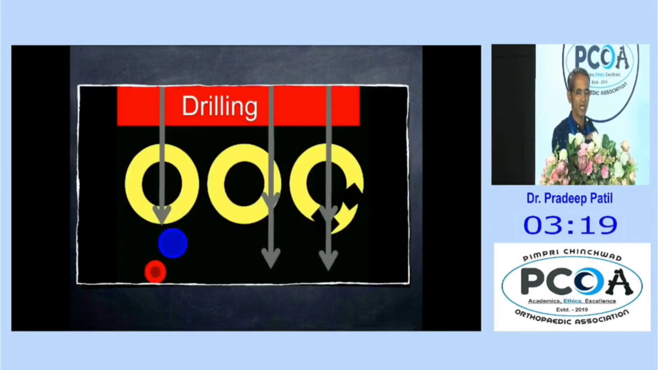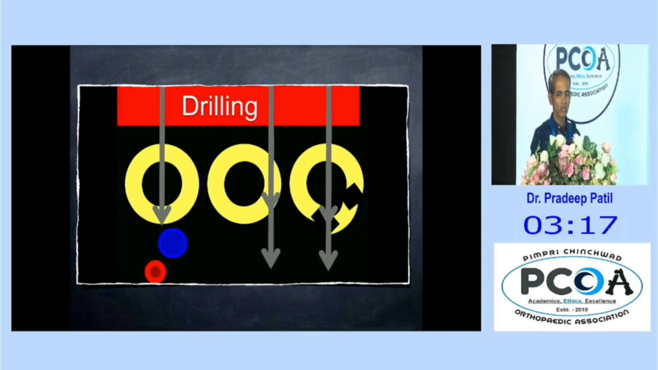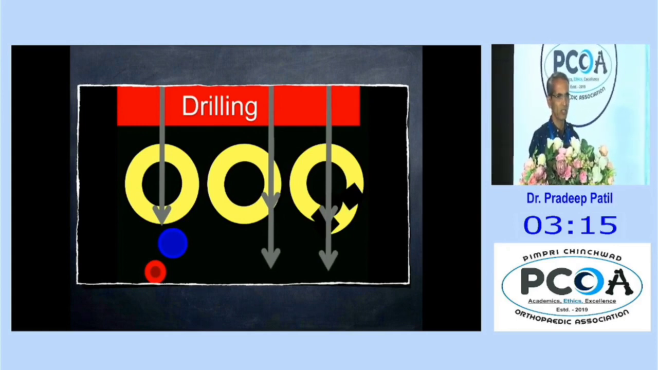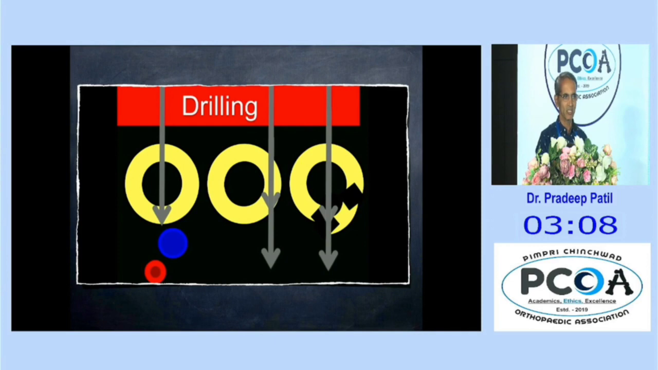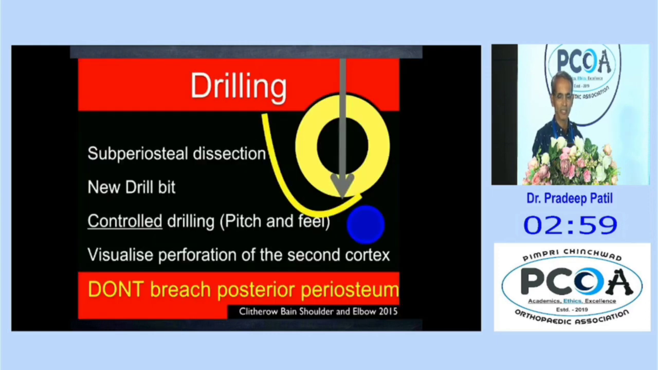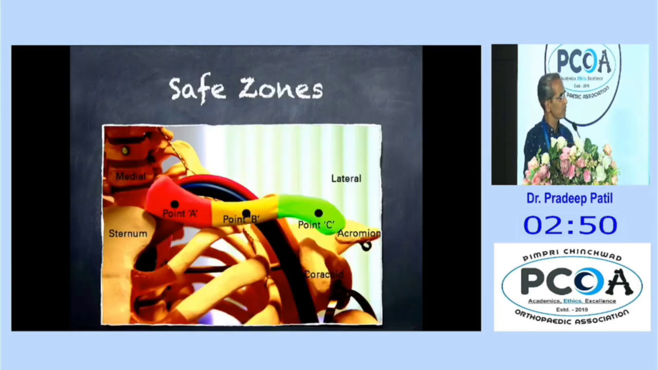Some tips regarding drilling: especially to prevent neurovascular injury, when you drill bicortically, you can get a feeling of both cortices. But when you are drilling eccentrically, especially when using a locking screw, you may feel that one cortex is drilled and you may go into the soft tissue. Care should be taken. While drilling, you should do subperiosteal dissection, use a new drill bit, and use the stop and drill technique to prevent injury. These are the important slides where you can see the various zones of the clavicular fracture.